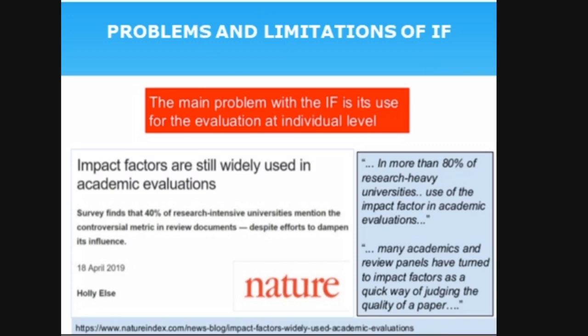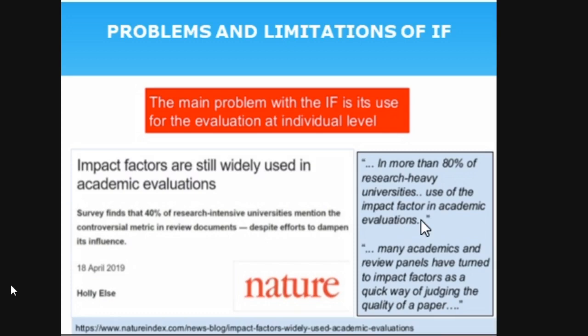See, this is research reported in Nature: in more than 80% of the research universities, most of the universities use impact factor in academic evaluation.